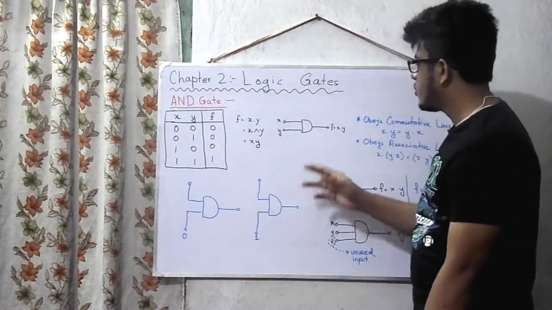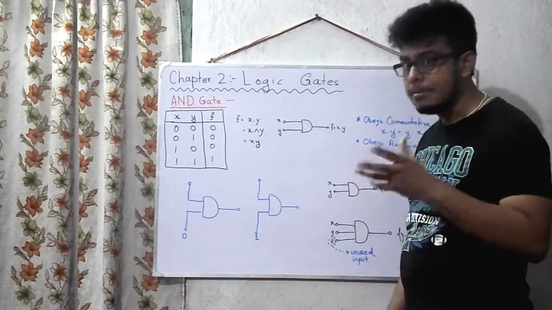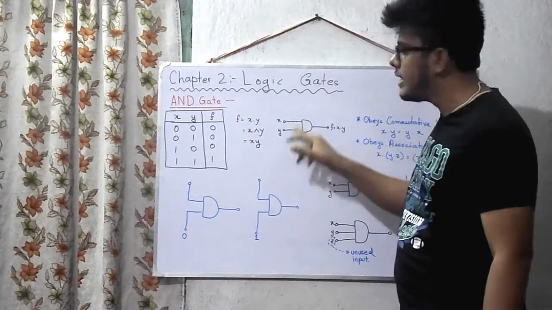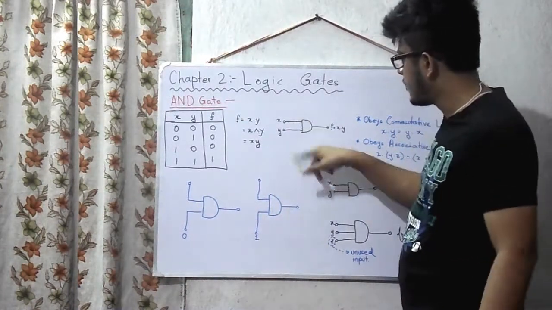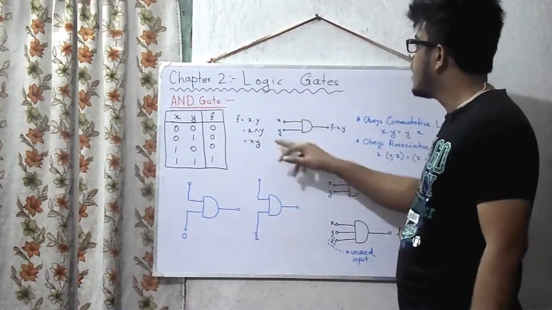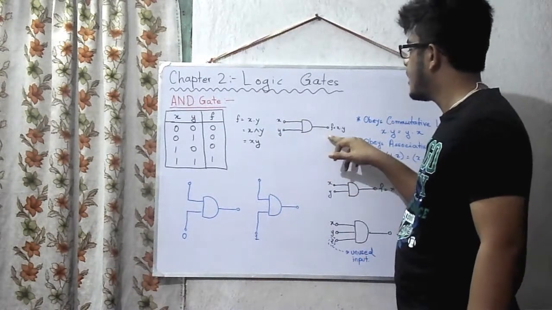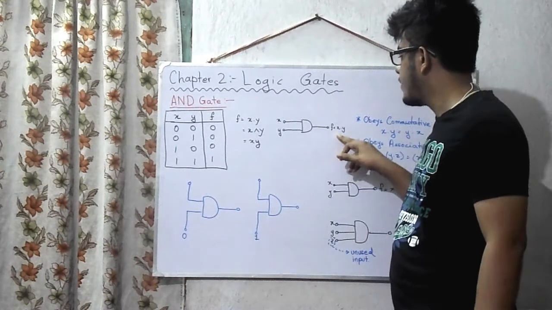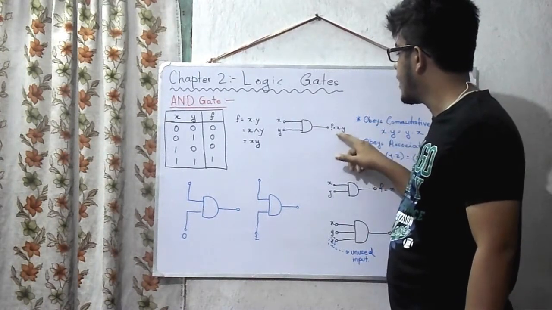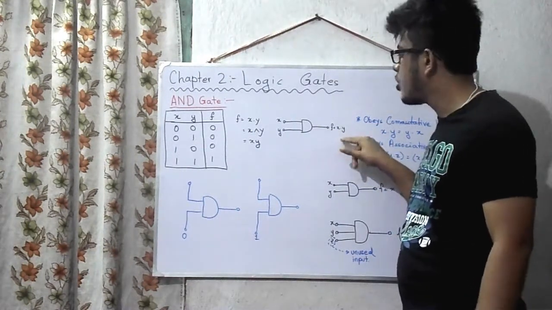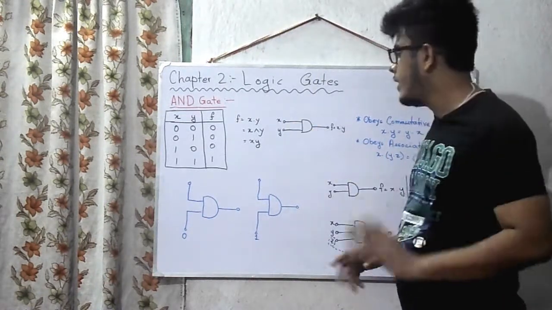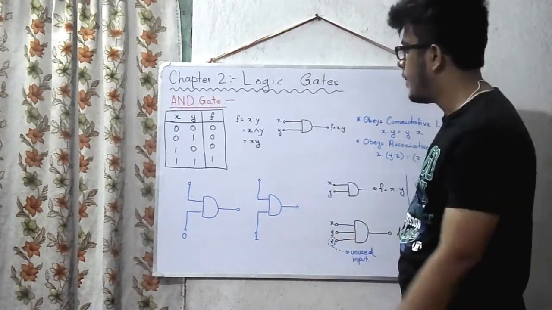To talk about the AND gate circuit symbol, it is a D-shaped gate with two inputs on one side and the output on the other side. From the right hand side we get the output, which is x dot y, and from the input side we get x and y, two binary values.